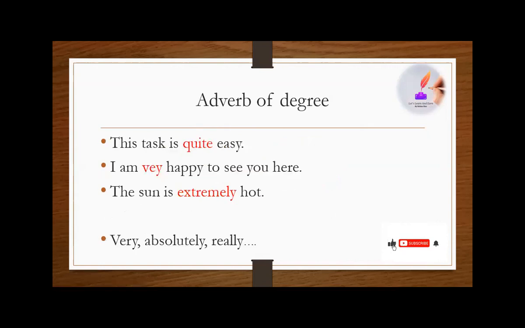And finally, this adverb of degree. If you say this task is easy, and then you ask the question how much, the answer is quite. I'm very happy to see you here. How much? Very. The sun is hot. How much? Extremely. And you can use very, absolutely, and really in your own sentences.